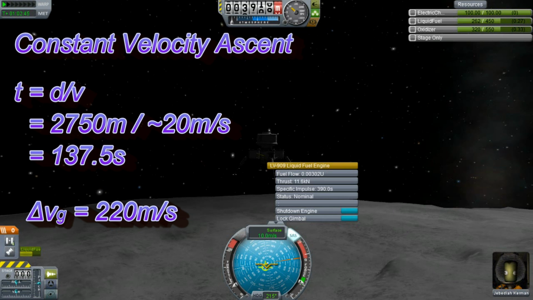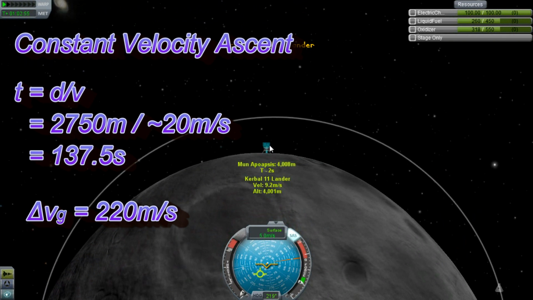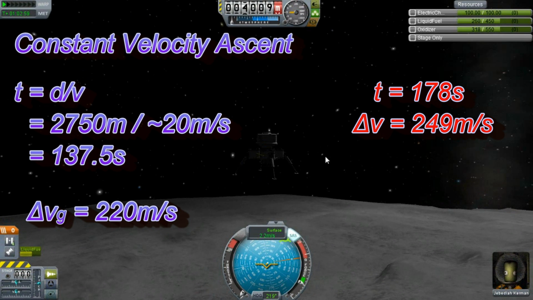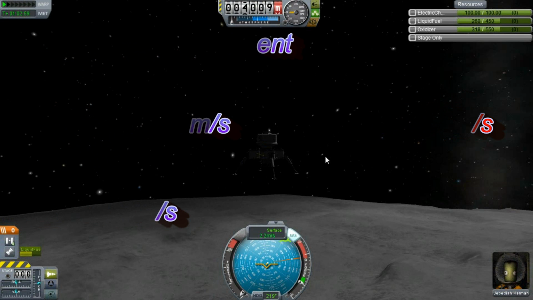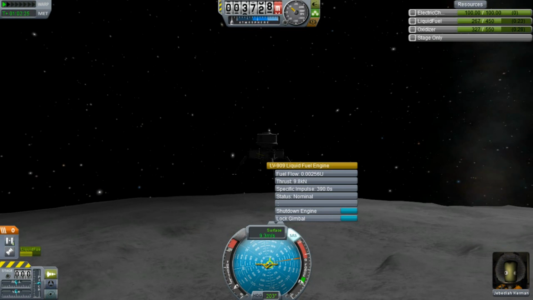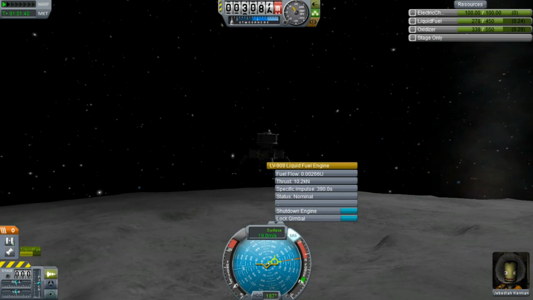And as we get up to altitude, we take a look at our fuel consumption once we reach 4,000 meters. And we have a time of 178 seconds. And we've used 249 meters per second of delta V. Well, that's pretty close, although the time is quite a bit off. I do expect that's a little bit because I wasn't able to keep a very constant velocity during the ascent. It kept dropping down to around 15, 17 meters per second, so it would have added on quite a bit of time.